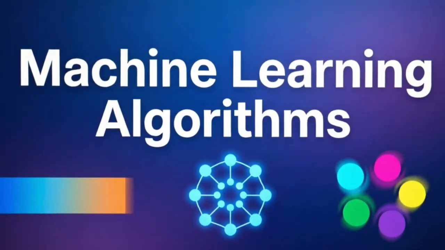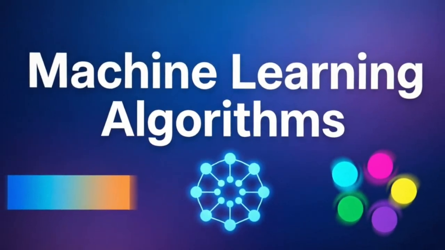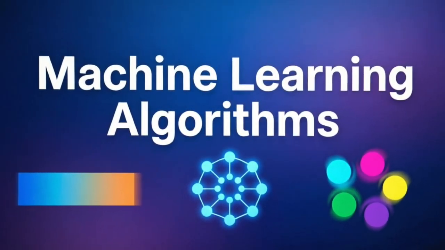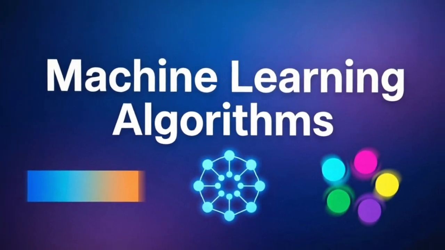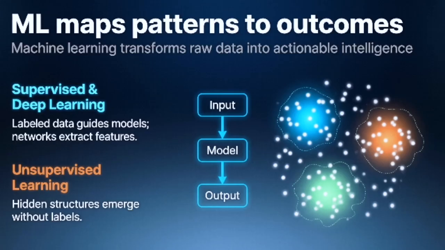In this tutorial, we will learn the basics of machine learning algorithms and how they are used to extract patterns from data and make predictions. Machine learning is a branch of artificial intelligence that identifies patterns in data and maps them to desired outcomes, transforming raw data into actionable intelligence.